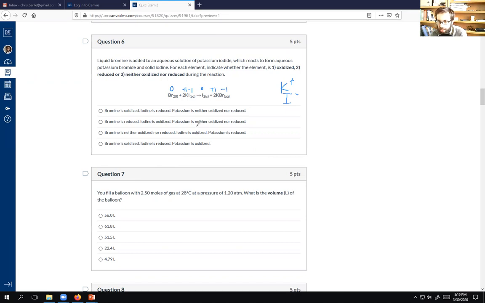So it's going to be one of the first two, where it says potassium is neither oxidized nor reduced. Bromine is oxidized. Let's see. Bromine is going from 0 to -1. And remember, a decrease in oxidation state means it's getting reduced. So that's not true. So it's going to be the second one: bromine is reduced, iodine is oxidized. Yes, it goes -1 to 0. Going up is oxidized, and potassium just stayed at +1.